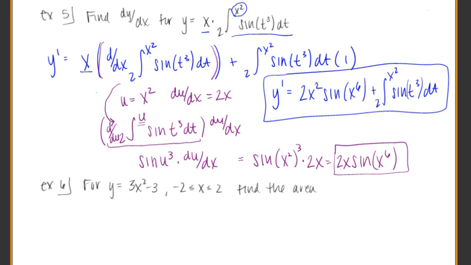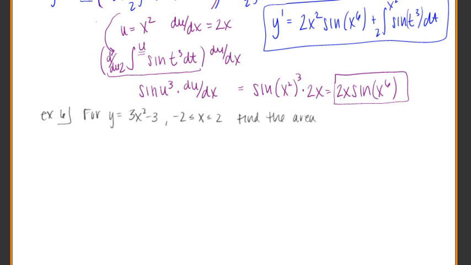All right, let's finish this up. Let's go with example number 6. We want to find the area for this specific curve, y equals 3x squared minus 3, from negative 2 to 2.